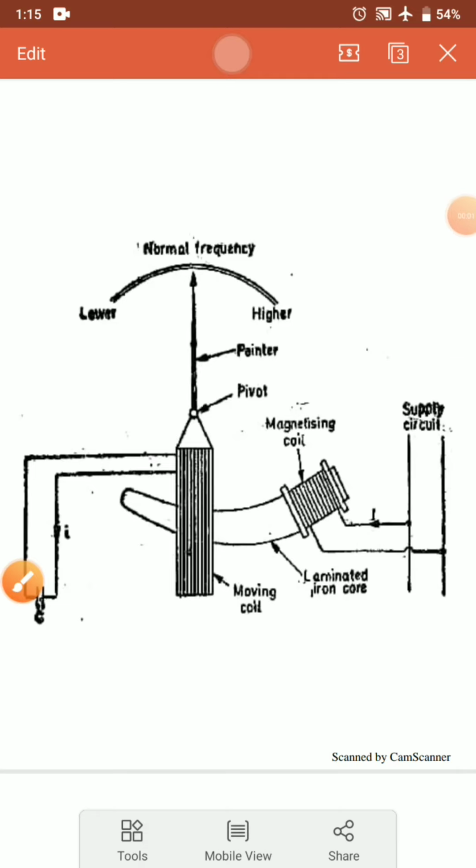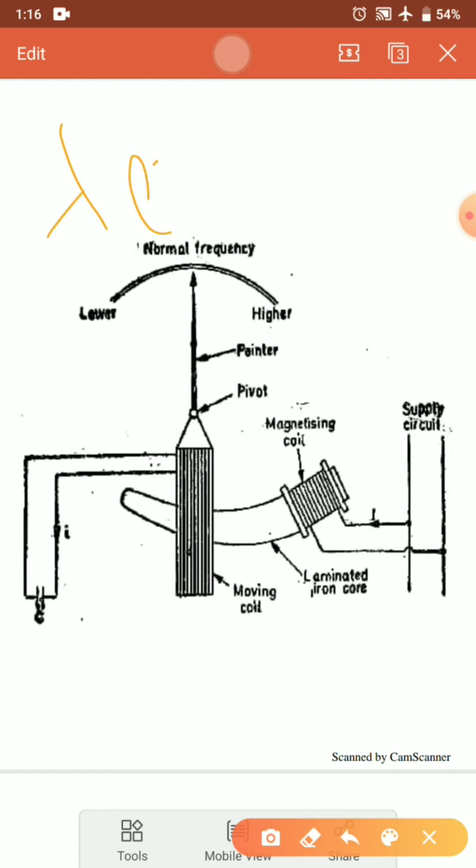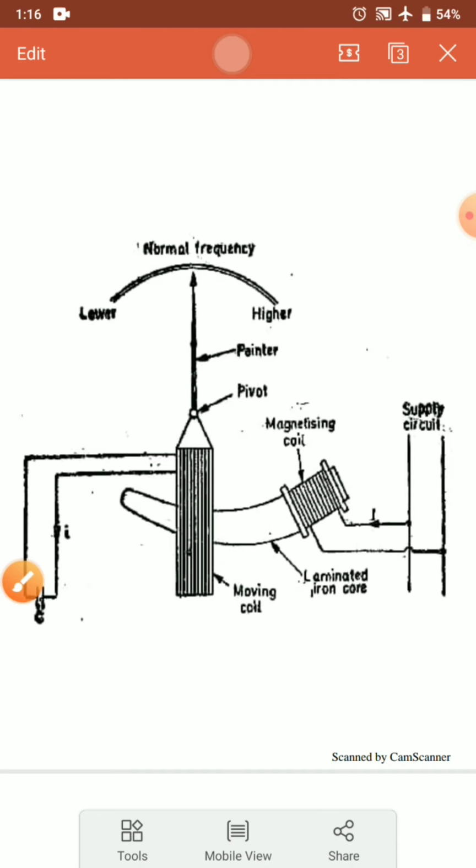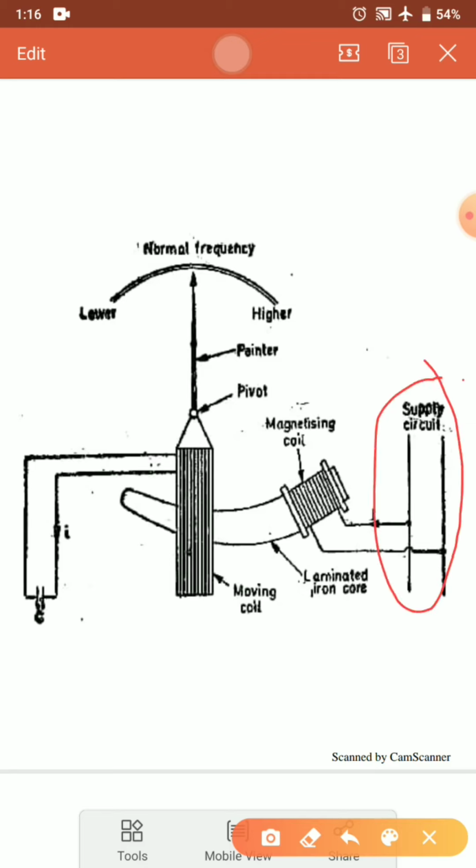We will be discussing frequency meters. Now when we are talking about frequency meters, there are many different types possible. The first type that we are going to discuss is the ferrodynamic type frequency meter. Frequency meters are basically used to measure the frequency of the supply. For example, whatever supply I have connected, I can determine the frequency of that supply using a frequency meter. So we will discuss the first type.